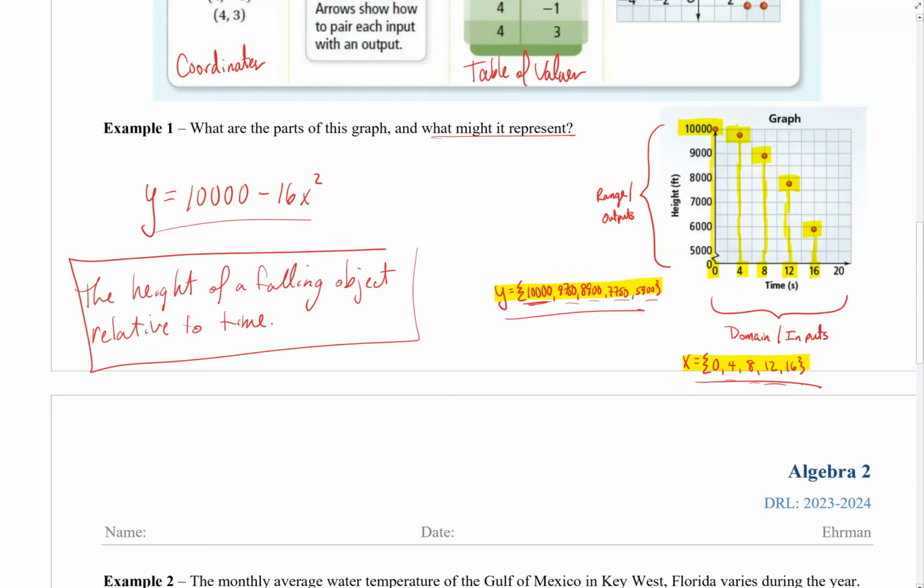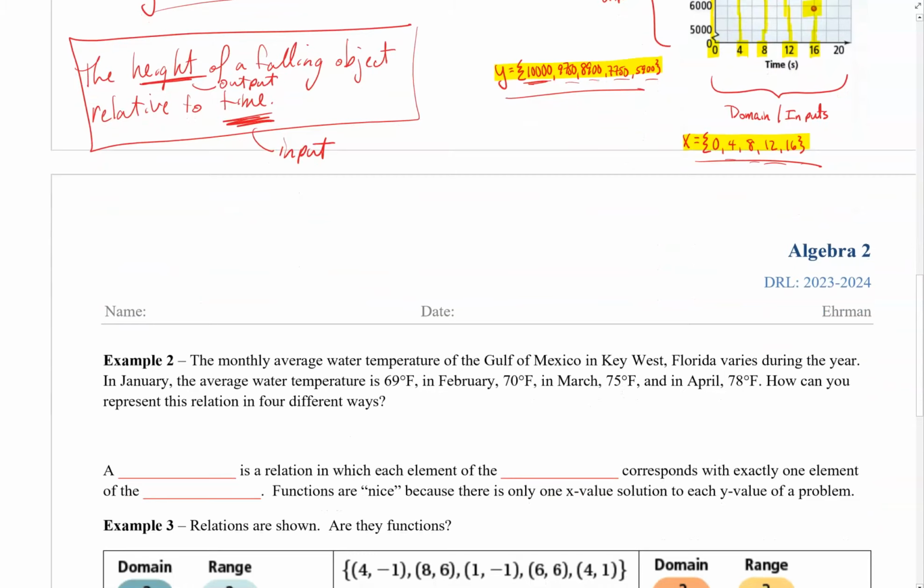So if I describe that with this phrase here, the height of a falling object relative to time, that kind of implies that time was our input and the height is our output. We can calculate the height of a falling object based on, or relative to, the time that we provide to the equation.